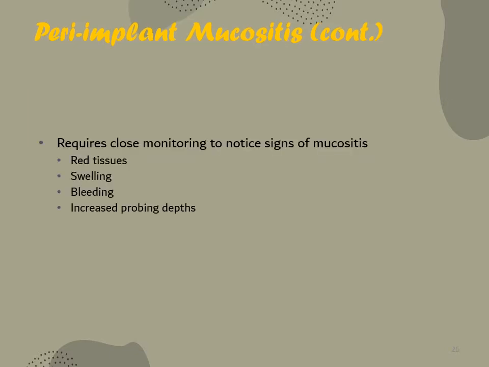So mucositis requires close monitoring to notice signs of mucositis. And these are going to be redness, swelling, bleeding upon gentle probing, and increased probing depths. So not necessarily that we have a deep pocket, but that the pocket is getting deeper. Does that make sense? Like, before it was a 4, and if today it's a 4, yeah, a 4 is considered unhealthy, but because it was a 4 before and is still today, it's not a bad thing. That's not an increase. We only compare what we had before to what we're seeing now.